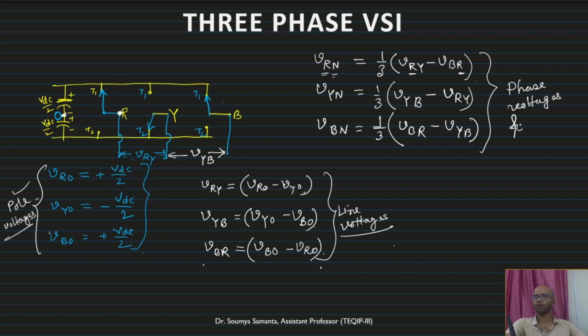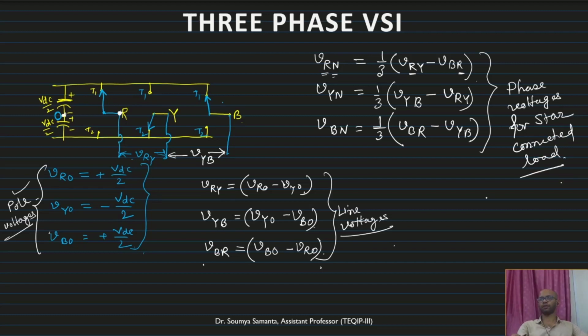These are the phase voltages for star connected load. So using these three sets of expressions, we can derive the different voltages: pole voltages, line voltages, and phase voltages for different connections.